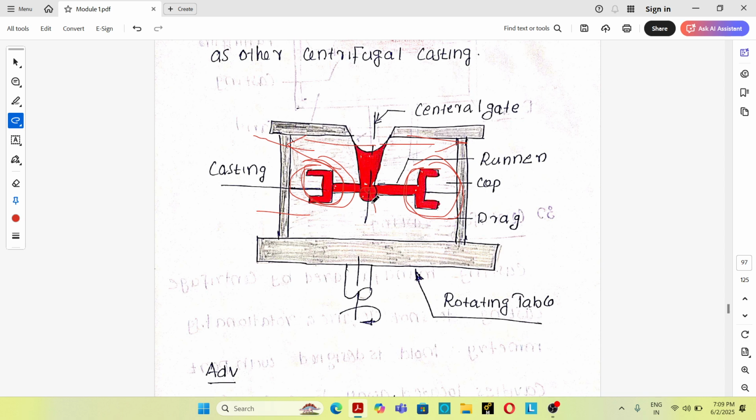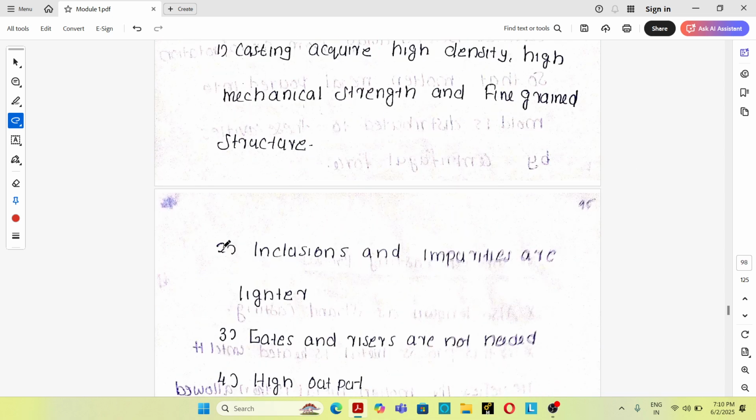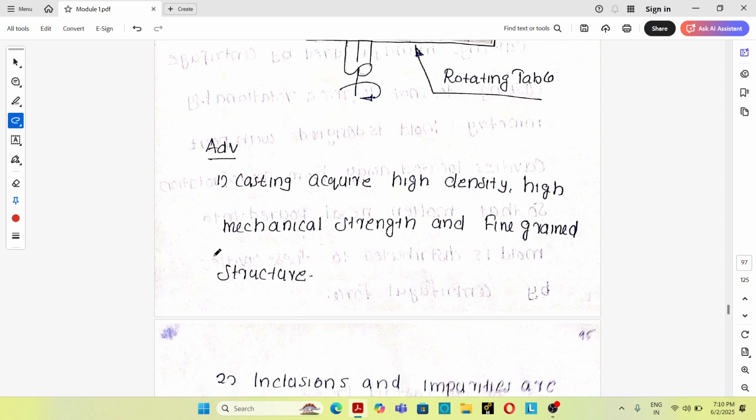See, the impurities have less density compared to the molten material. So impurities are always collected very near to the axis of rotation, and they can be removed after the casting process. And the centrifugal casting process has three types: true centrifugal casting, semi-centrifugal casting, and centrifuge pressure casting. Okay, then what are the advantages of the centrifugal casting process?